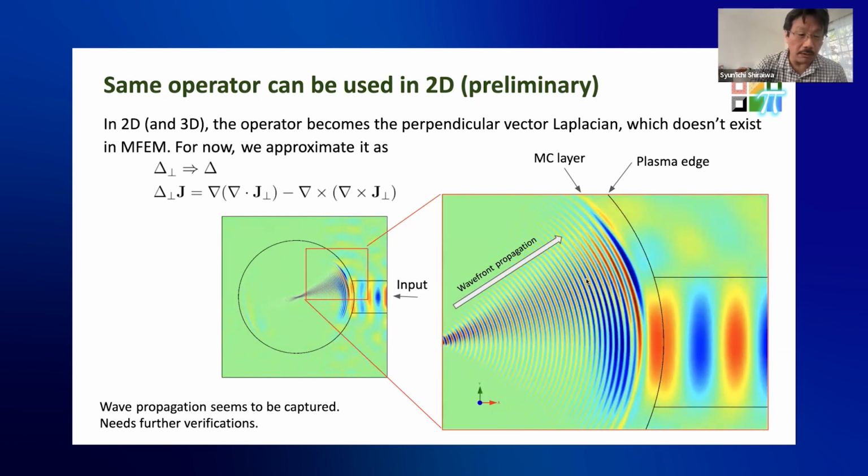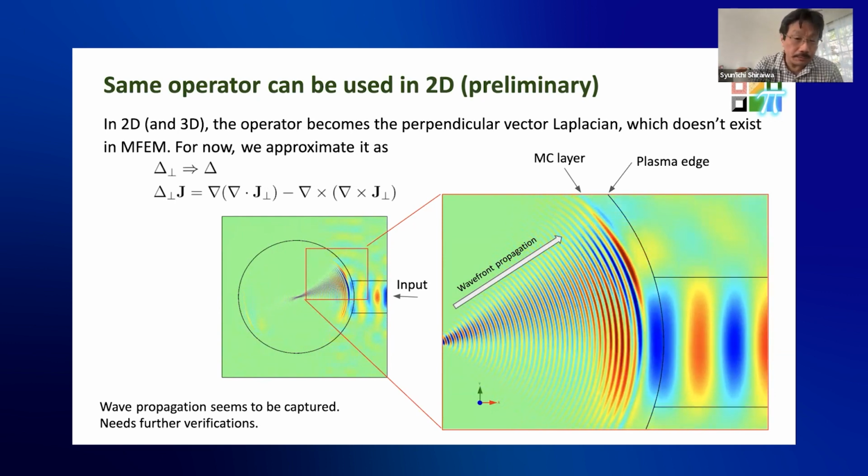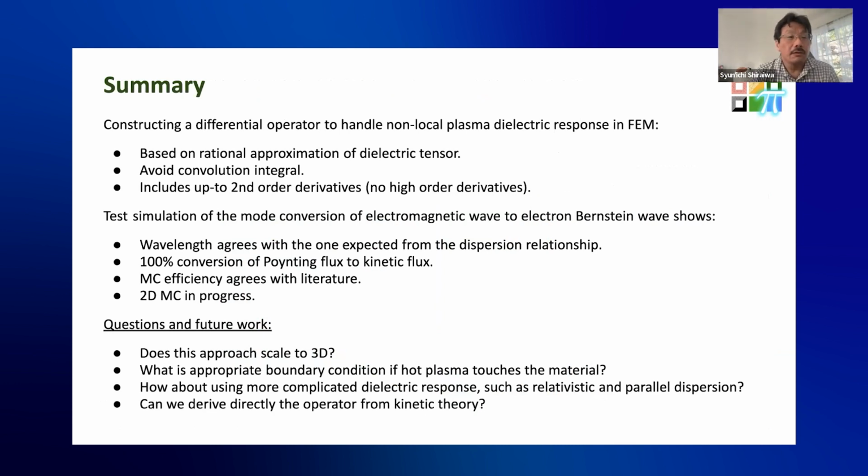Okay. Let me summarize. Of course, this is still a toy model and needs further investigation in the verification, but this is quite promising for us. So we are looking into the construction of a differential operator to handle the nonlinear plasma response using finite element. And the new approach doesn't use convolution integral or spectrum basis and includes only up to second order derivative, which is good for using a finite element to fill the matrix. The test simulation of mode conversion of electron Bernstein wave is quite promising. Wavelengths agreed well with what is expected in the dispersion relationship. And energy is conserved, and Poynting flux from outside converts 100% to kinetic flux.